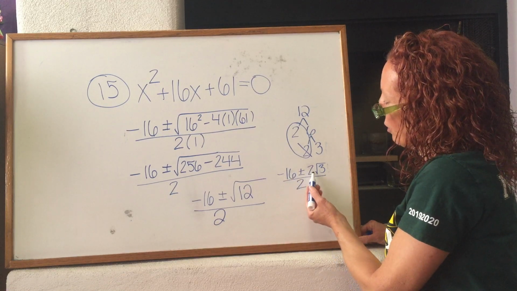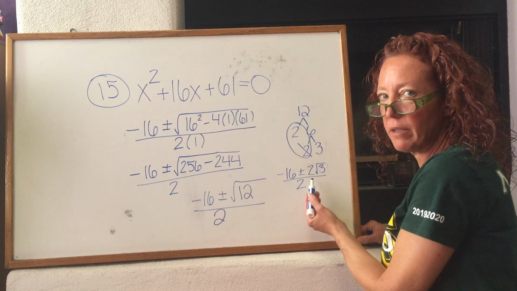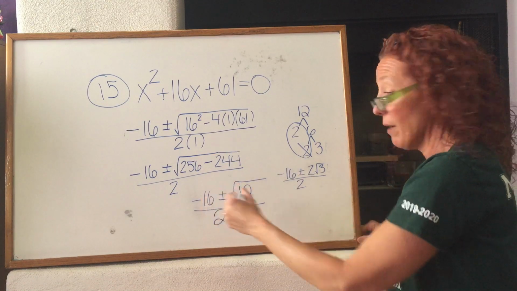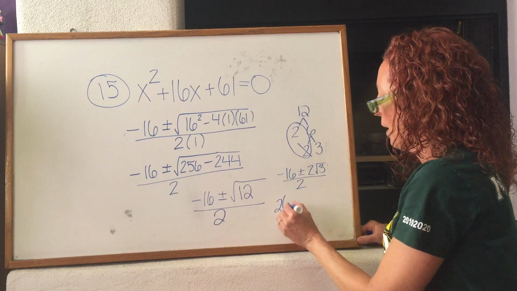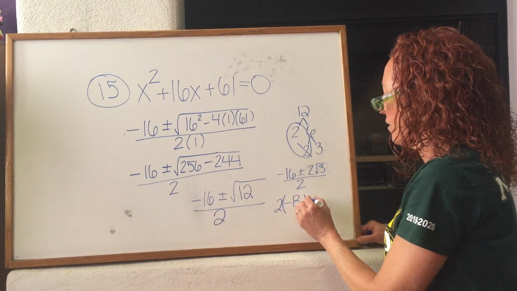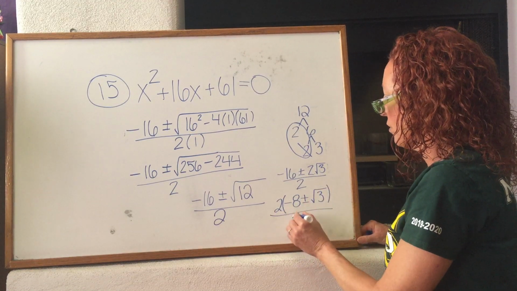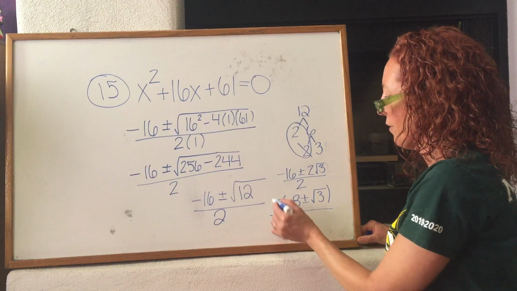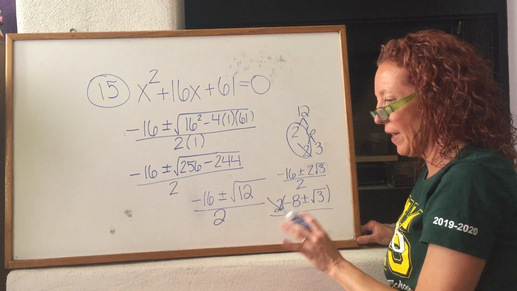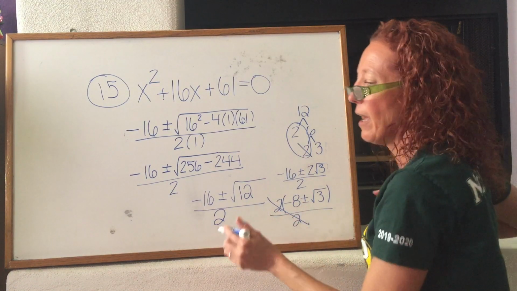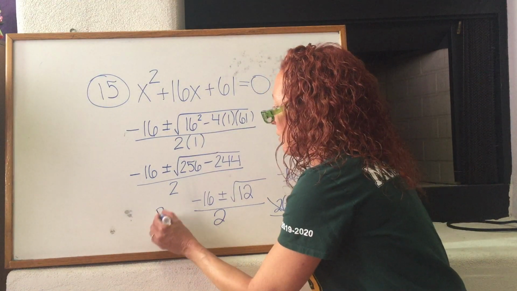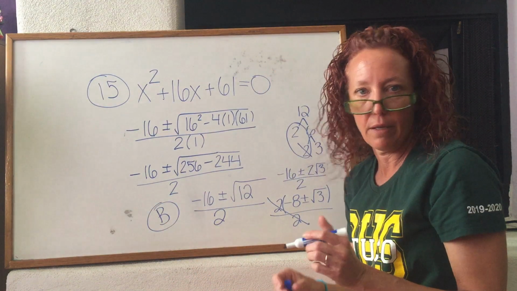Both terms in the numerator have a common factor of 2. So we're going to pull out that GCF, and it's going to be 2 times negative 8 plus or minus radical 3, over 2. And now those two finally cancel. And so now, thank you for your patience, the correct answer is B.